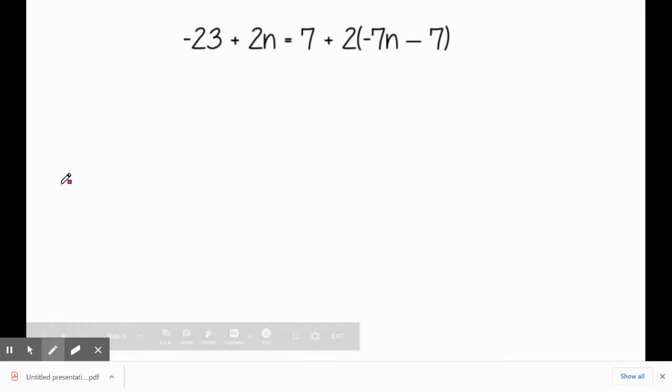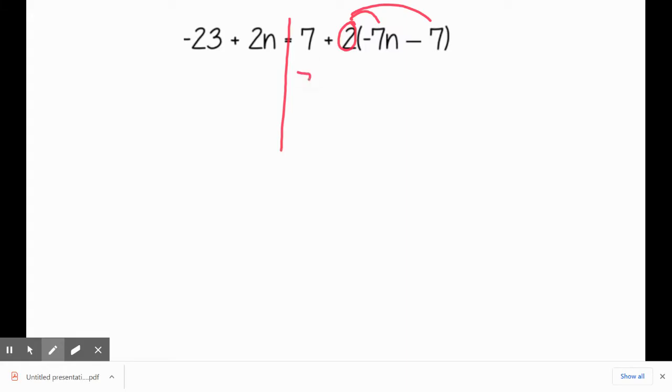So the first thing I see, I have some distribution here. So I'm going to distribute first. I'm going to distribute the 2 to the negative 7n and the negative 7. So the 7 will come down. And then 2 times negative 7n is negative 14n. And negative 2 times negative 7 is just a negative 14. The rest of the problem comes down.